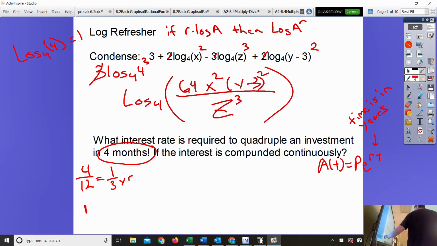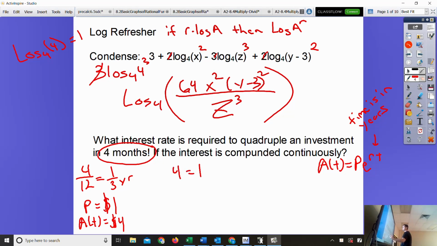How much money do you want to invest? $1. We've done that a couple dozen times. What's it going to become if it's going to quadruple? $4. So after that third of the year has passed, you now have $4. That's everything you need to plug it in, because if you plug that in, there will only be how many unknowns? 1. That's the goal of any singular equation. Right, 1 unknown. Don't know what R is.